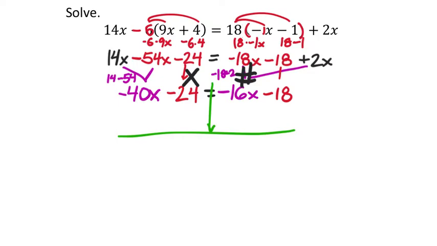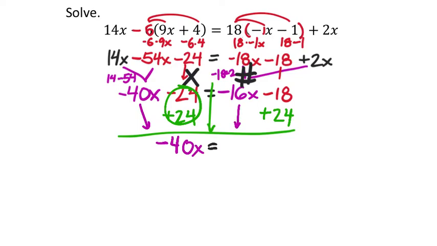The negative 24, though, it's not an x term, so I need to zero that out by adding 24. But if I do it to one side, I must do it to the other side as well. So that will zero that out. I can drop the negative 40x, which now equals, I'll drop the negative 16x as well. And negative 18 plus 24 ends up being positive 6. So again, it's just simplified. It's a much smaller equation now, and we can make it even smaller.